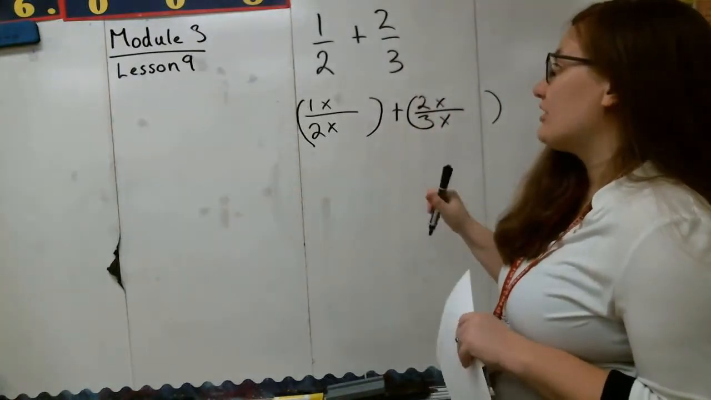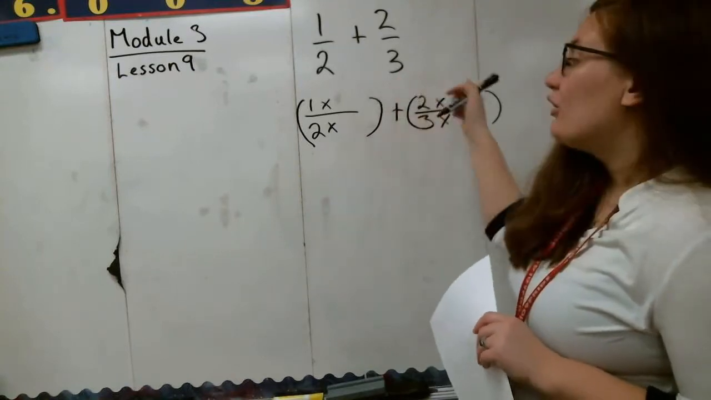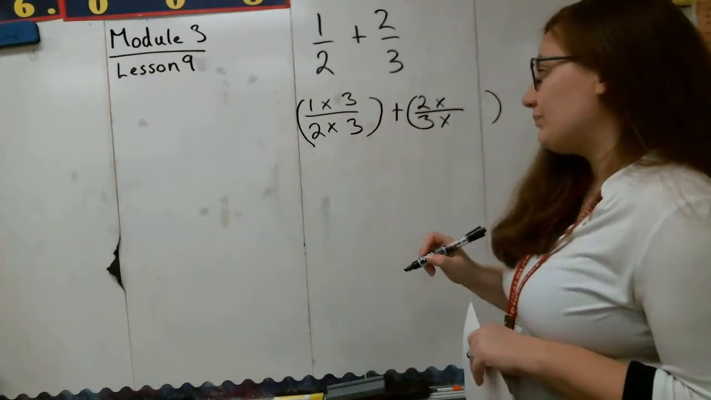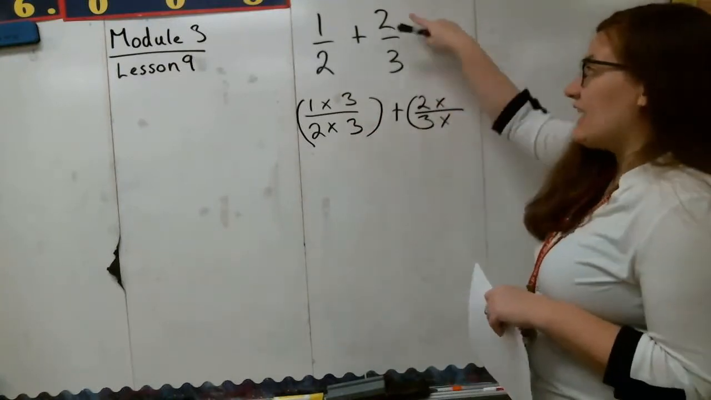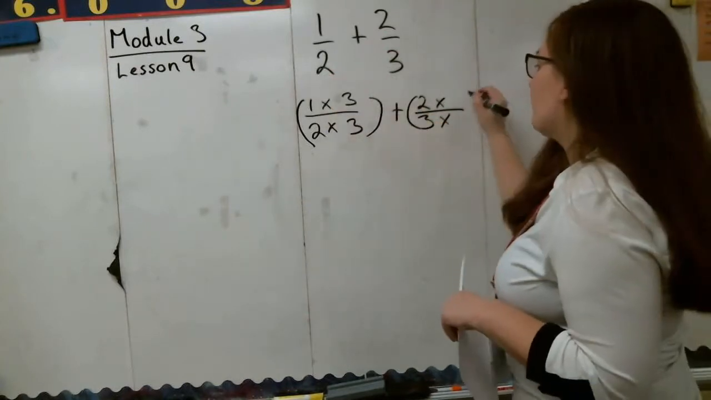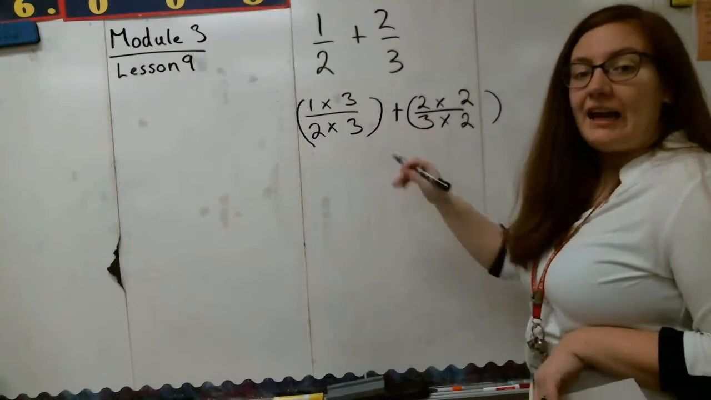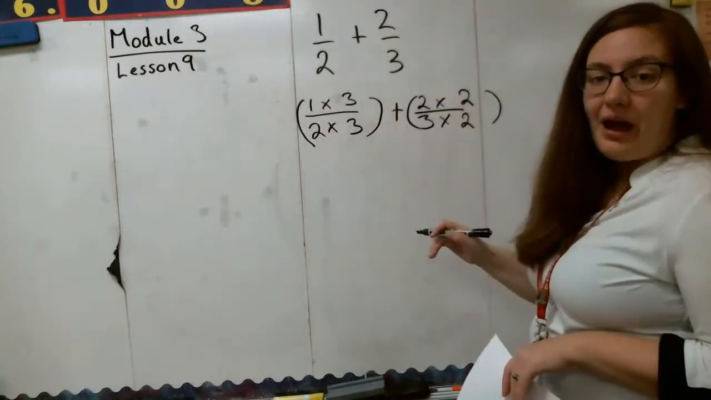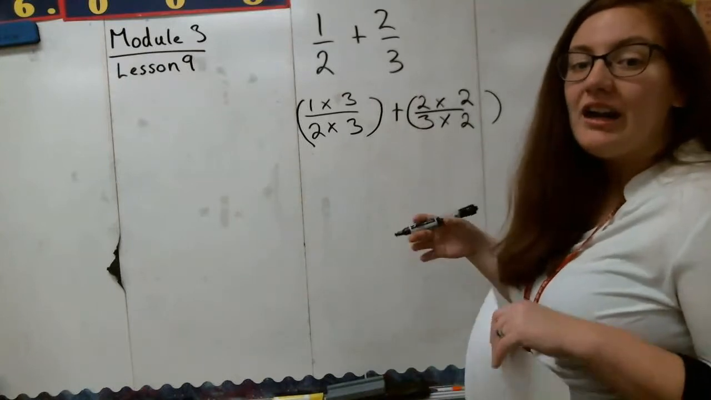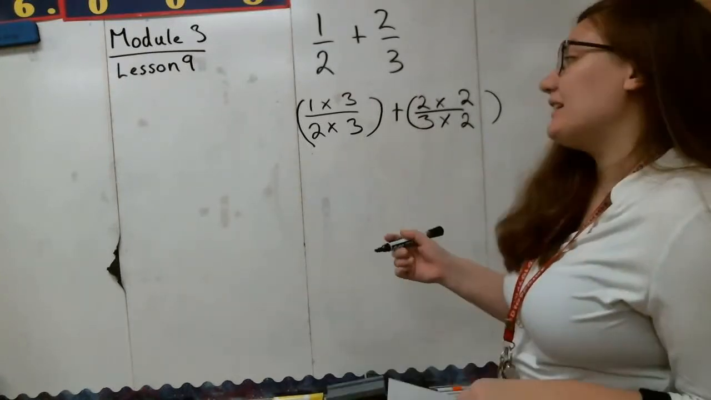So what I'm going to do is I'm going to take a look at this other denominator, and I see that that is a 3. So I'm going to also multiply this by 3. And then on this side, I see that I have 2/3, and that the other denominator is a 2. So I'm going to multiply this by 2. And then I'm going to complete my multiplication problems on both sides and write my new fractions and see if they are equivalent and that they have that common denominator, and then add them together.